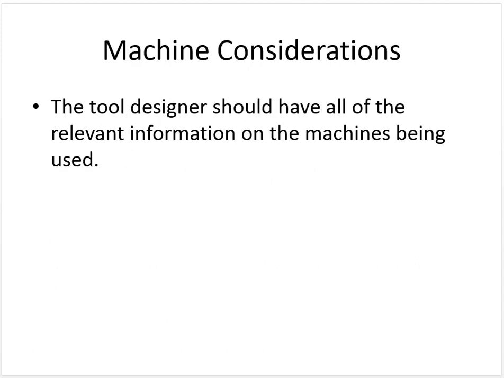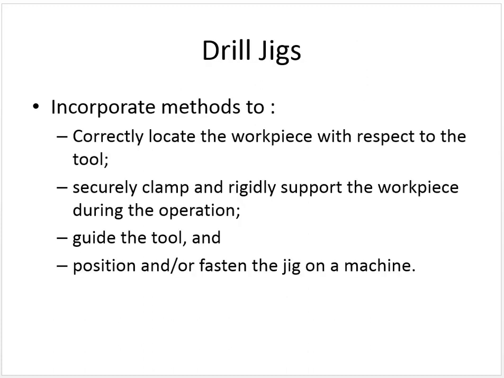So the next objective is recognize the 4 methods incorporated into a jig and the 5 advantages of those methods. You can find this in slides 5 and 6. The 4 methods are to correctly locate the workpiece with respect to the tool, to securely clamp, to guide the tool, and to position or fasten the jig on a machine. So those are the 4 methods that must be incorporated into a drill jig.